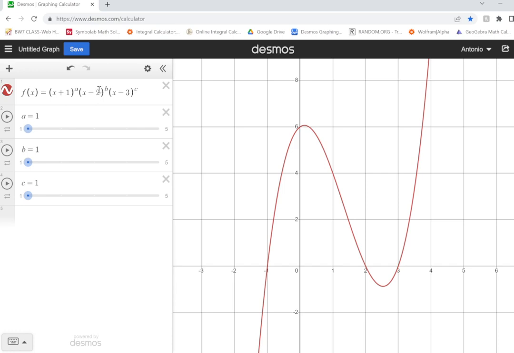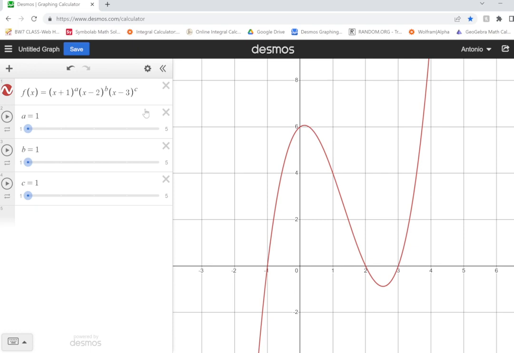Now it has three exponents, a, b, c. So I'm going to play around with these exponents to see what happens as I increase them. Currently they're all set to 1, meaning they have a multiplicity of 1. They're linear factors, is what we call them.